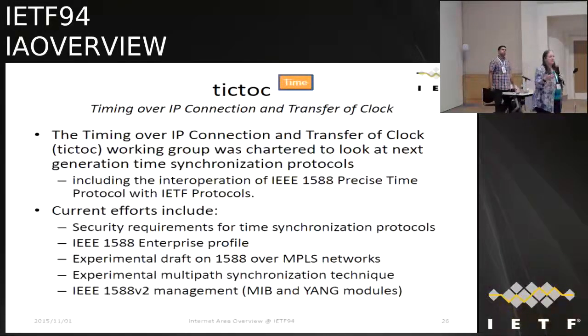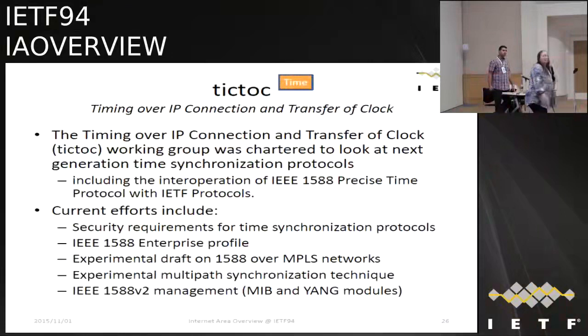So what we do is we put it out there as an experimental, and then we hope that people will experiment with it and learn things and then come back when it's a little bit more mature to standardize it. So that's what the experimental draft in 1588 over MPLS is. We're also looking at some experimental multipath synchronization techniques. And finally, in cooperation with the IEEE 1588 community, we're working on their management aspects.